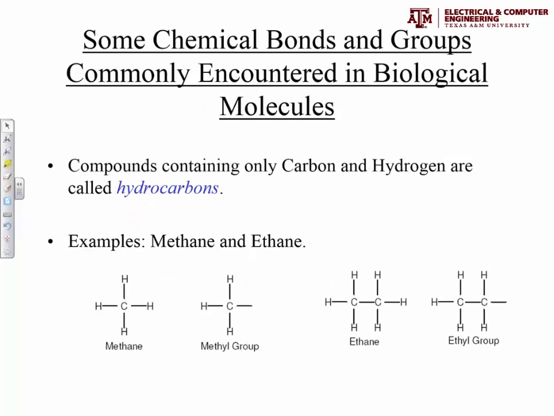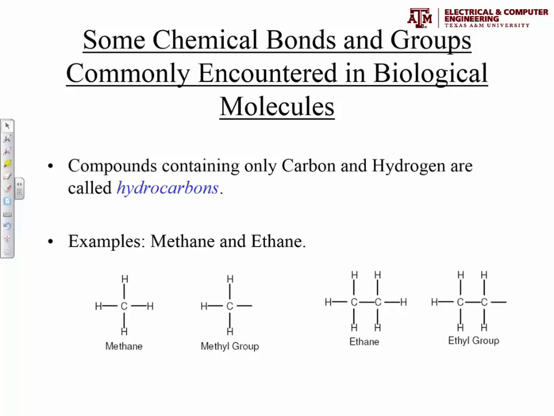Okay, now starts the real review of organic chemistry. So let's look at some chemical bonds and groups that are commonly encountered in biological molecules. The first set of molecules that we are going to look at are compounds which contain only carbon and hydrogen. These compounds are called hydrocarbons. It's an apt name, I mean, only carbon and hydrogen.